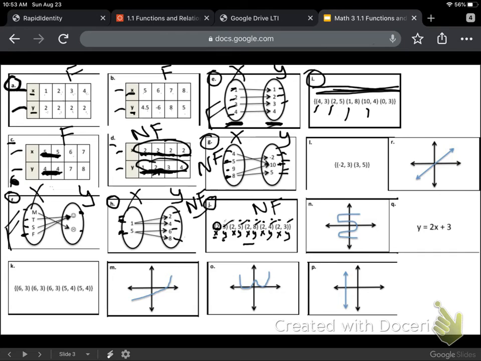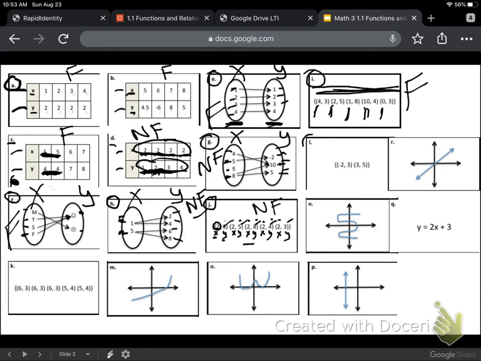No. I have a 10 going to a 4. Do I see any other 10s? No, so I'm good. I have a 0 going to a 3. Do I see any other 0s? No. So each of these numbers, the 4, the 2, the 1, the 10, and the 0, are going to one number. That is a function.